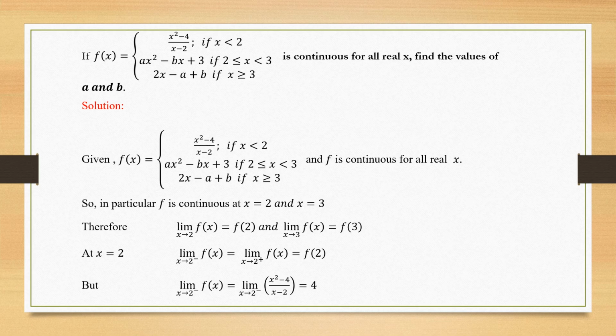Now let's discuss the point 3. When the function is approaching 3 from the left side, this is the value. So substitute 3 in place of x, and we'll get 9a minus 3b plus 3. That is equation number 2. And when I substitute 3 on the right side, I'll get 6 minus a plus b. Now, since we know that the function is continuous at 2 as well as 3, what should I do? Both the values are equal.